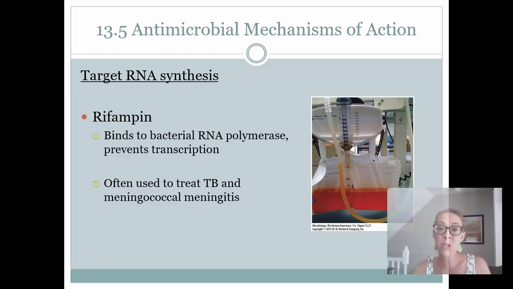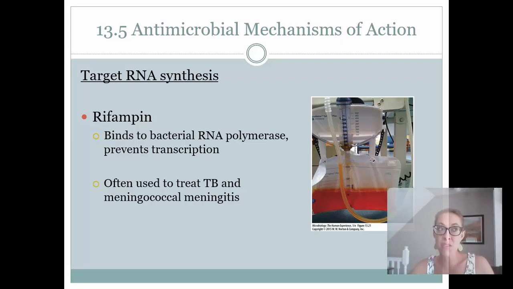All right, let's go back to the ones that we're just going to touch on briefly. So we have a limited number of drugs that will target RNA synthesis. One of those is called rifampin. This particular drug binds strictly to bacterial RNA polymerase, so it won't bind to our RNA polymerase. What it's going to do is prevent the reading of DNA and making that RNA in a process called transcription. So transcription is the name for reading DNA and making RNA. We'll talk about that more in a bit.